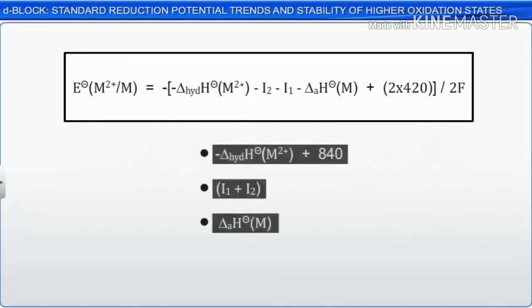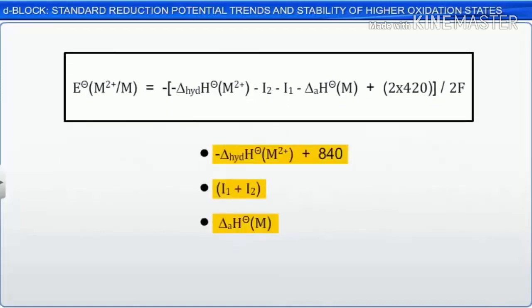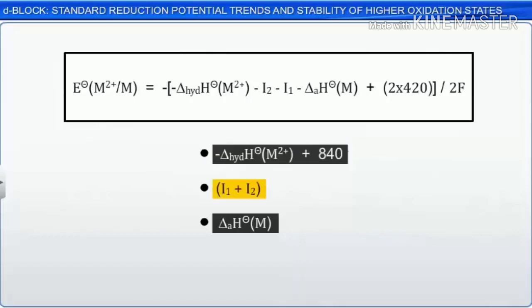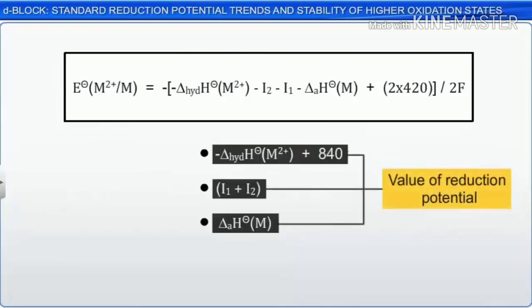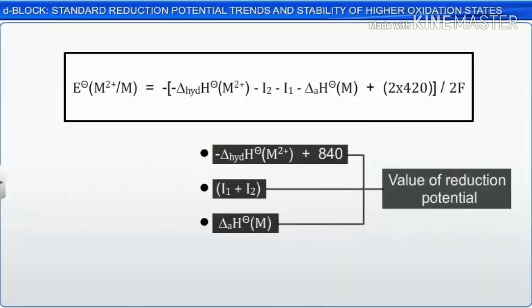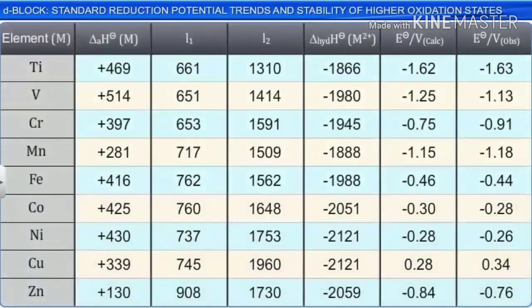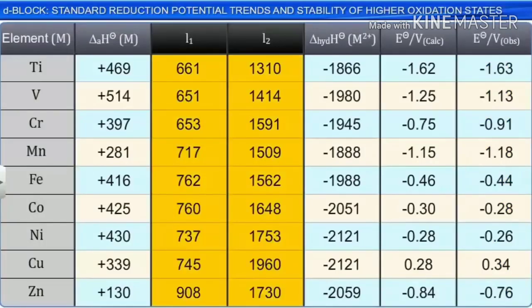the negative enthalpy of hydration of M2+, the sum of the first and the second ionization enthalpies, and the smaller term, enthalpy of atomization. The interplay between these three terms decides the value of the reduction potential. The irregularity in the variation of electrode potentials is due to the irregular variation of the ionization enthalpies, and also the hydration energies of the divalent ions of these elements.